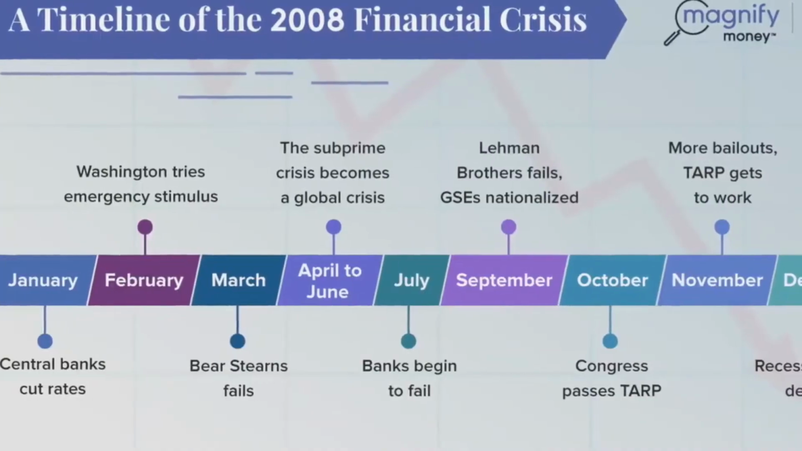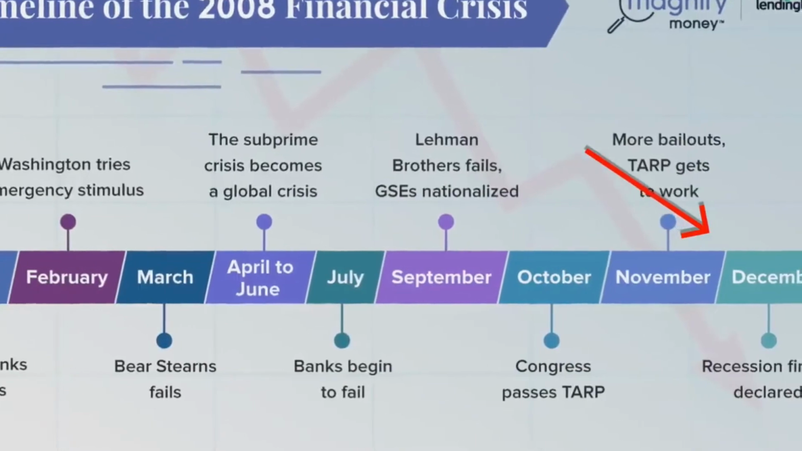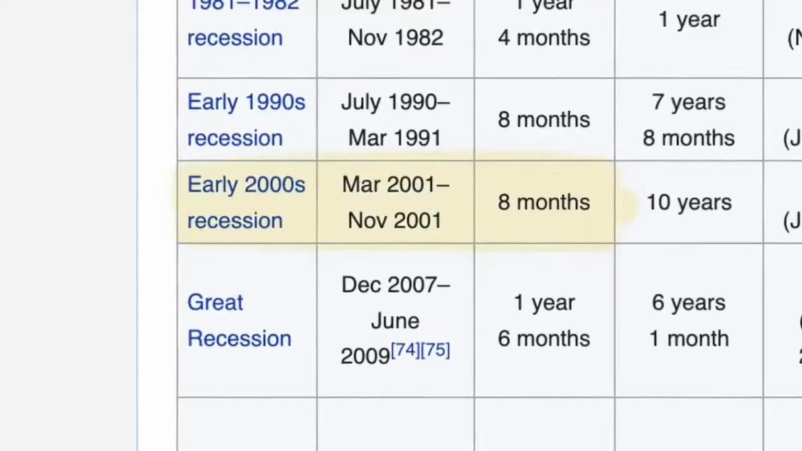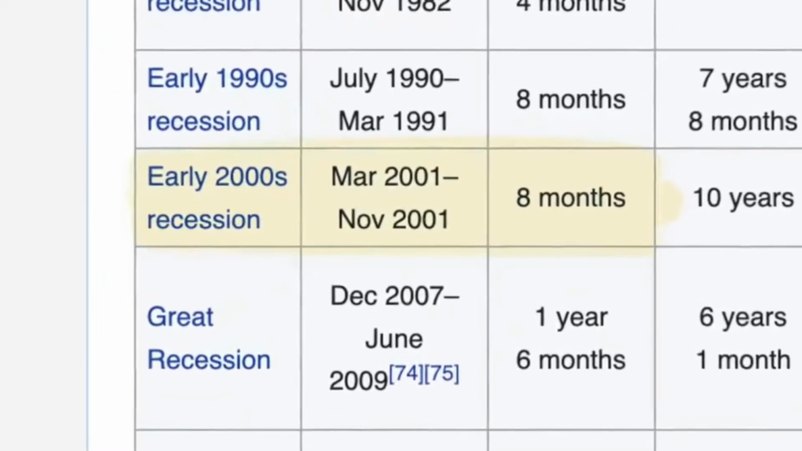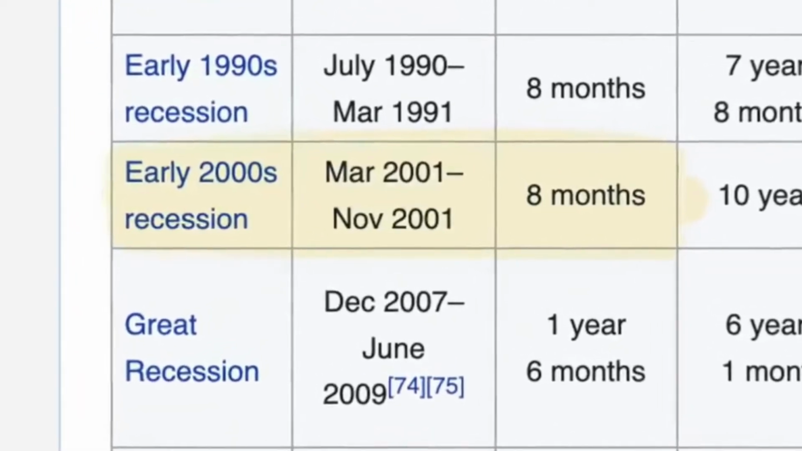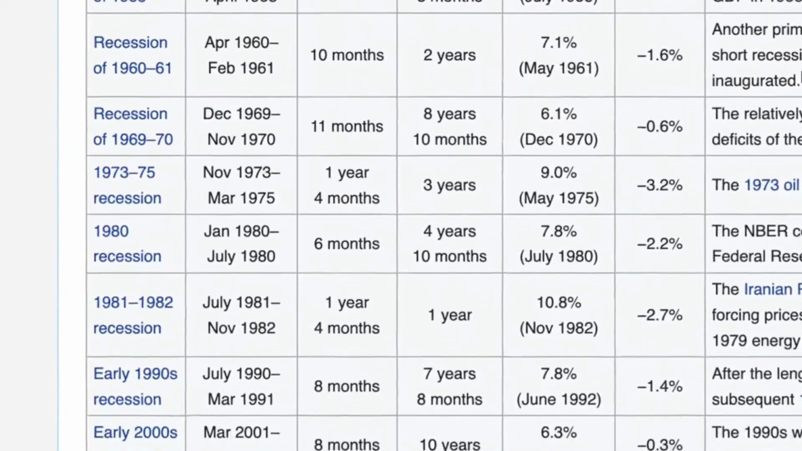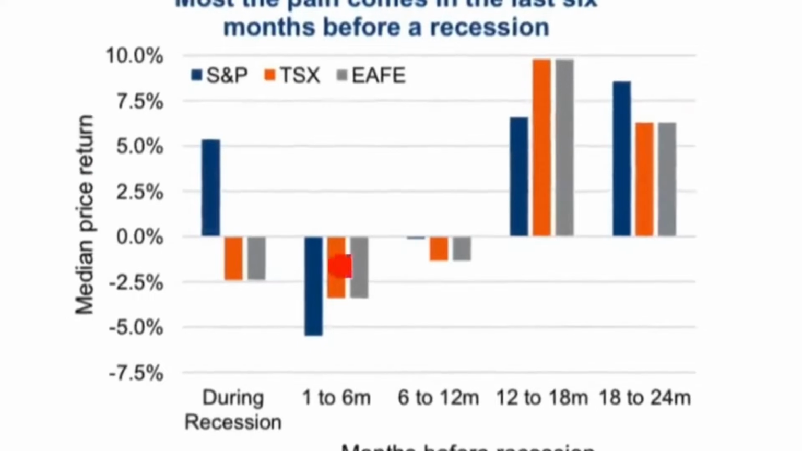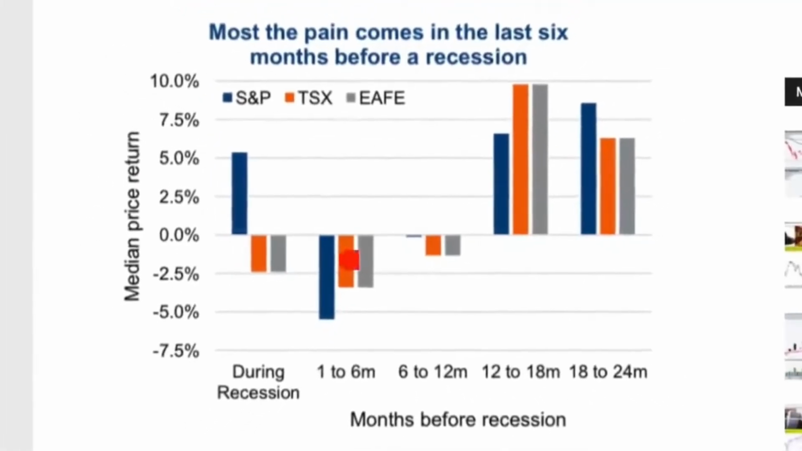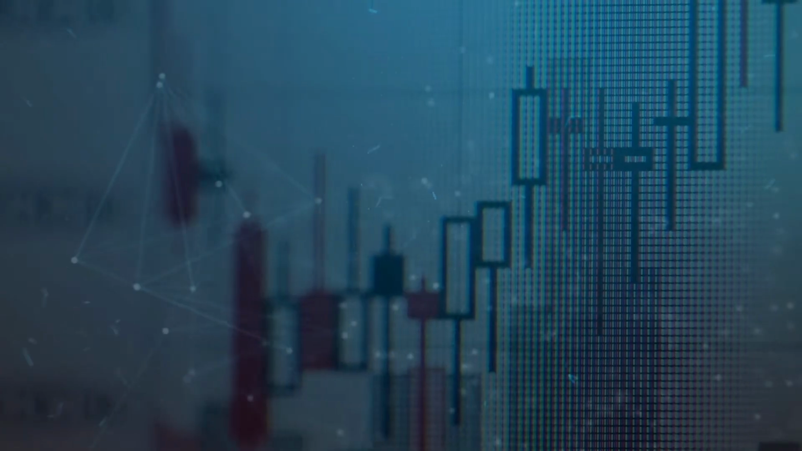For example, the Great Recession, which began in December 2007, was not formally recognized until December 2008, when it was nearly done. The last recession began in March 2001, but it wasn't formally labeled as one until November of that year. And this pattern has been continuous, with a 6 to 12-month lag between when a recession begins and when it is formally declared.